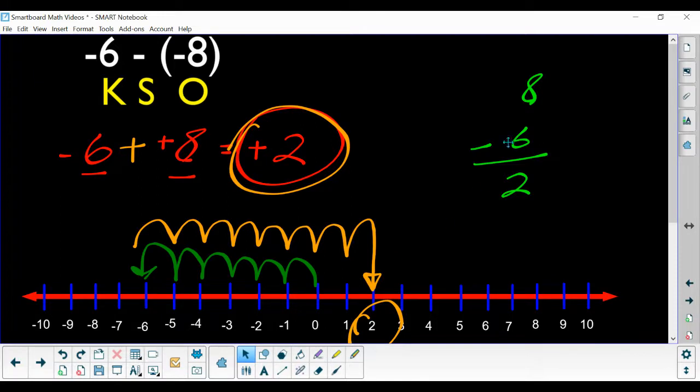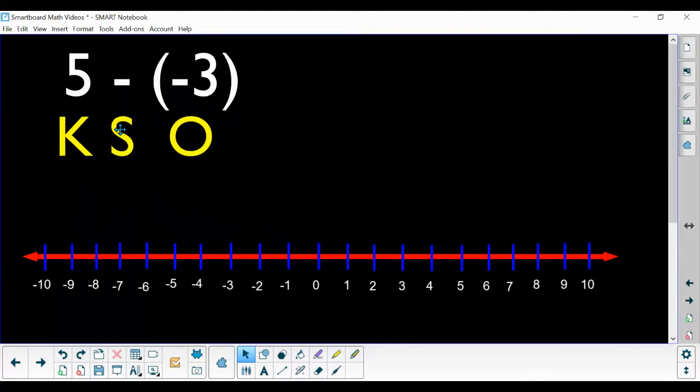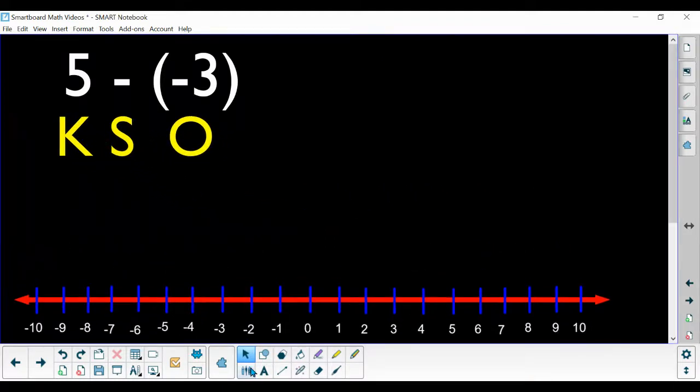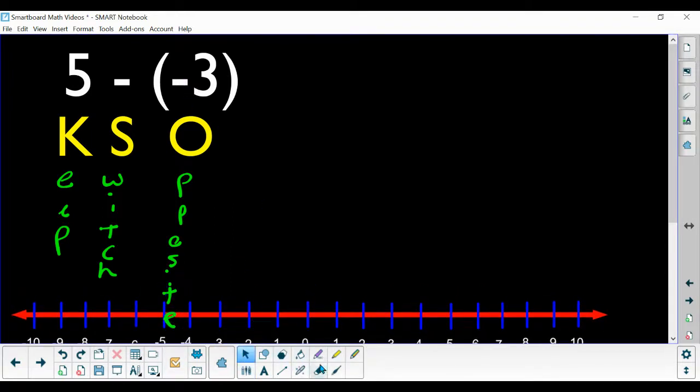Let's do another example, just to make sure we understand this concept. So right here, again, we're subtracting integers. And again, you're going to use Kesso. Keep it, switch it, opposite. Let's write it down one more time just to make sure we know what it means. Keep it the same. Keep 5 the same. Switch. You're going to switch your minus sign into addition. And O, opposite, the opposite of what negative 3 is.